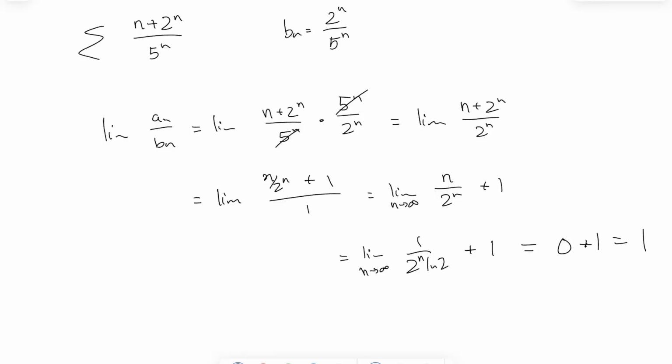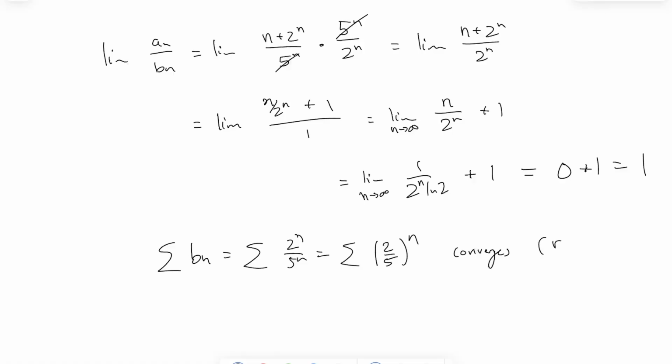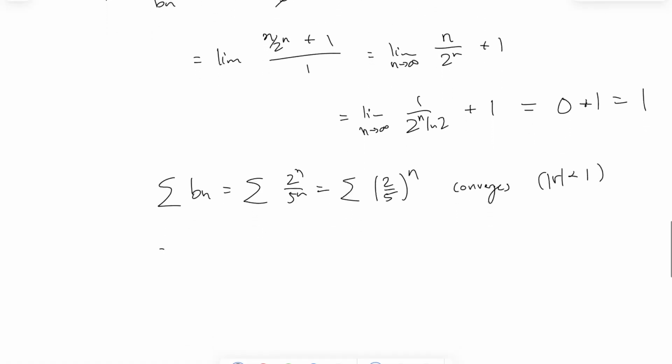All right. So this is the comparison for this one. My limit is greater than 0, which means the bn and the original thing have the same convergence. And what is the convergence of the bn? This is the sum 2 to the n over 5 to the n, which I write as (2/5)^n, and that converges. This is a geometric series with r less than 1, right? In absolute value. Okay, and so that means the original series converges.